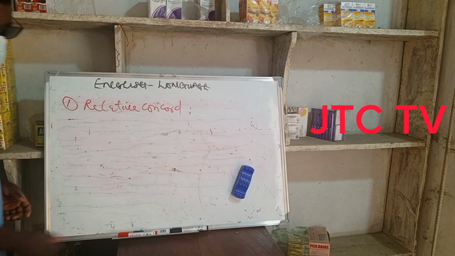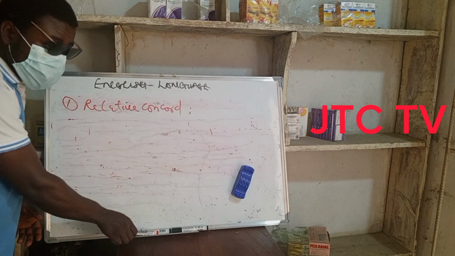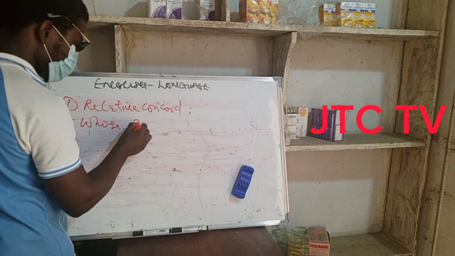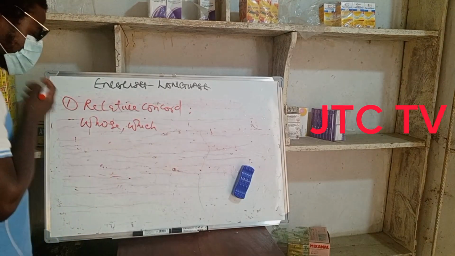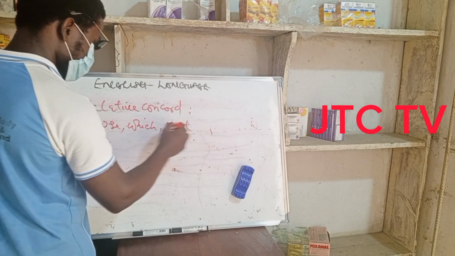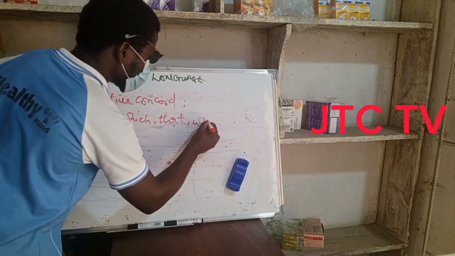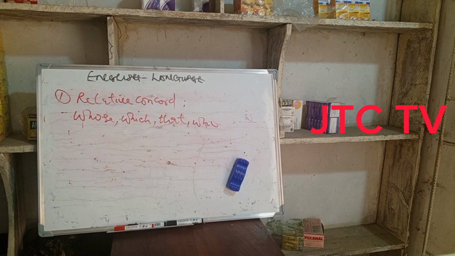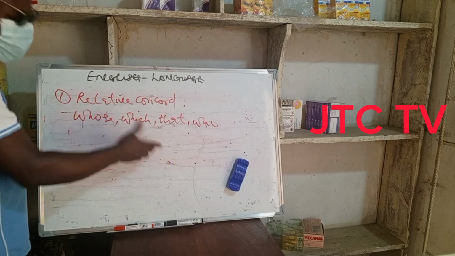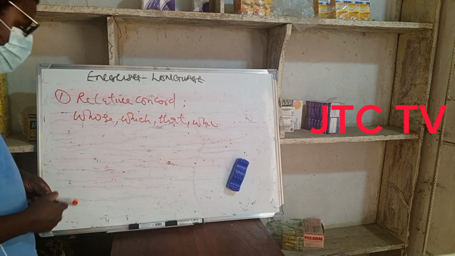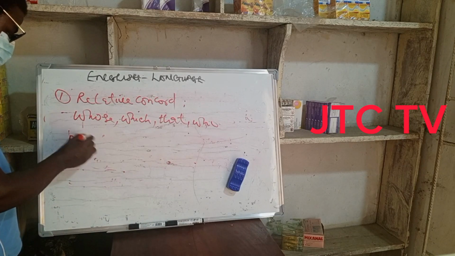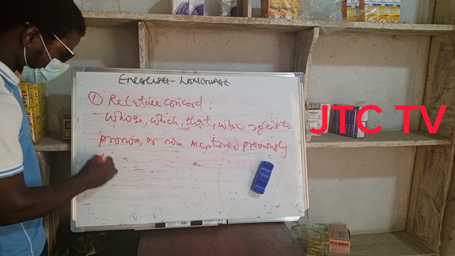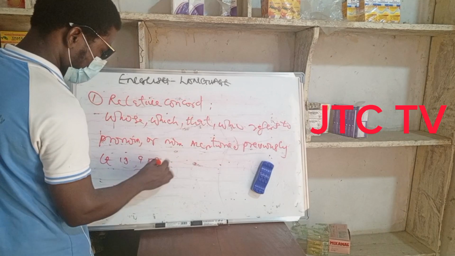So in relative concord, we look out for words like whose, which, that, who. These are the words we look out for. So when words like this refer to a previously mentioned pronoun or noun, it is a relative pronoun.